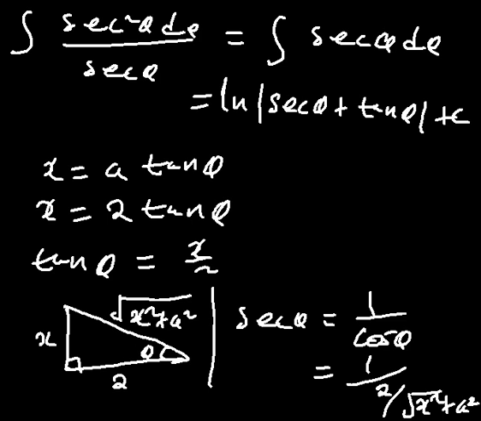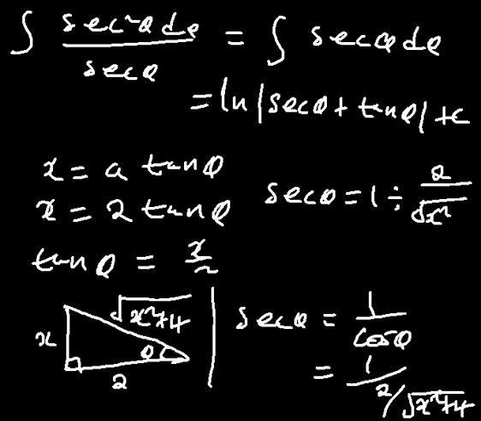what is that? This is 4, and this is 4. So we have that, and that is a 4. So which means sec theta is the same as 1 divided by 2 over the square root of x squared plus 4, which is the same as the square root of x squared plus 4 divided by 2. That is the value of the sec theta.